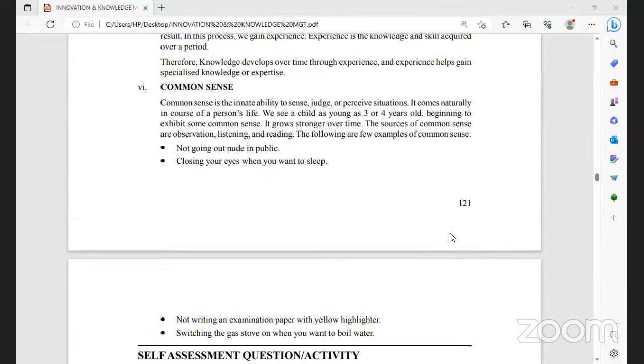Common sense. Sixth sense, basic thing is common sense. What is this common sense? Common sense is the innate ability to sense, judge, or perceive situations. It comes naturally in the course of a person's life. We see a child as young as 3 or 4 years old beginning to exhibit some common sense. It grows stronger over time. The sources of common sense are observation, listening, and reading. The following are a few examples of common sense. This relates to basic morals, ethics, values, how to mingle and how to behave in society.